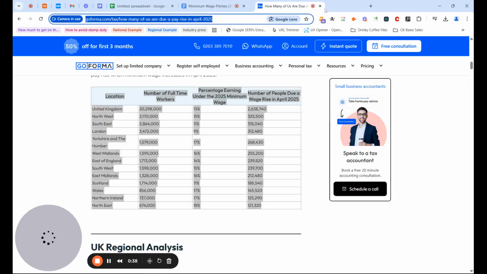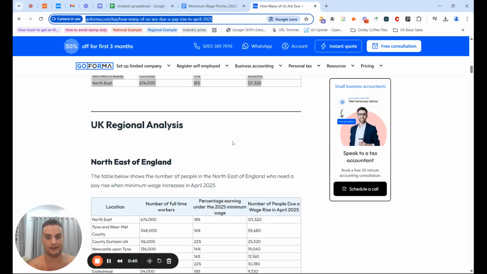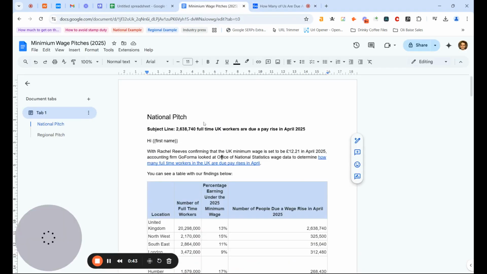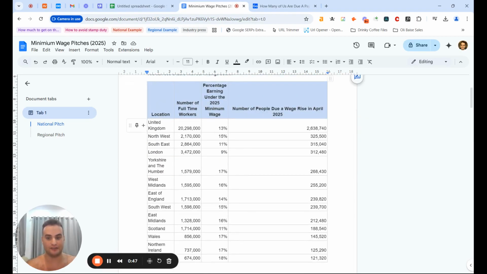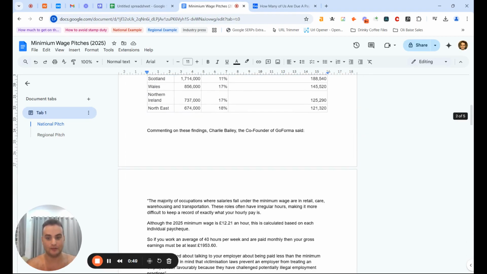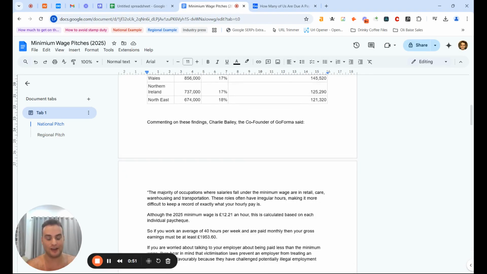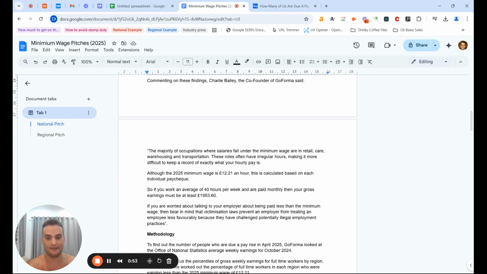That link just links to the landing page that I showed you here, and I'll put this in the description along with this Google Doc. You can find a table with our findings below. So this is it broken down by region. Commenting on these findings, Charlie Bailey, the co-founder of GoFormer, said the majority of occupations where salaries fall under the minimum wage are in retail, care, warehousing, and transportation. These roles often have irregular hours, making it more difficult to keep a record of exactly what your hourly pay is.